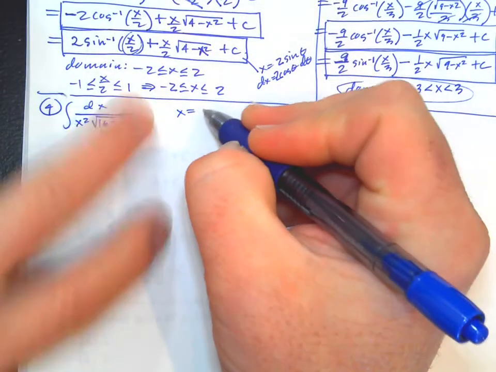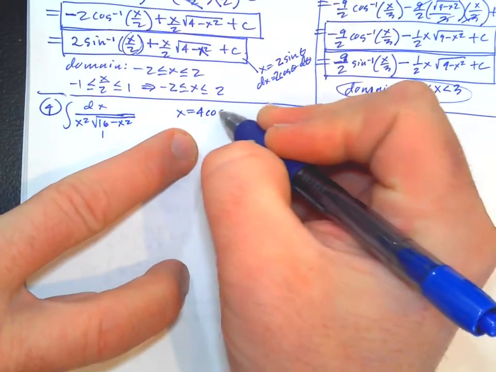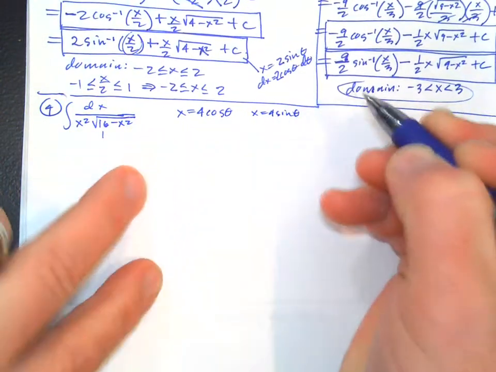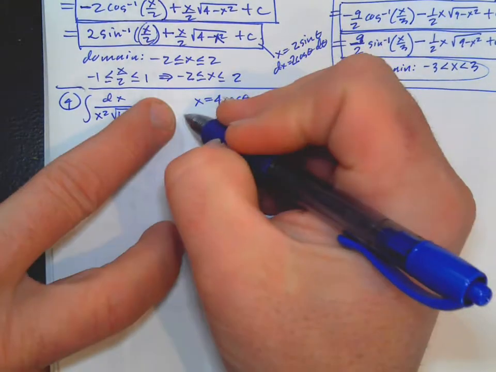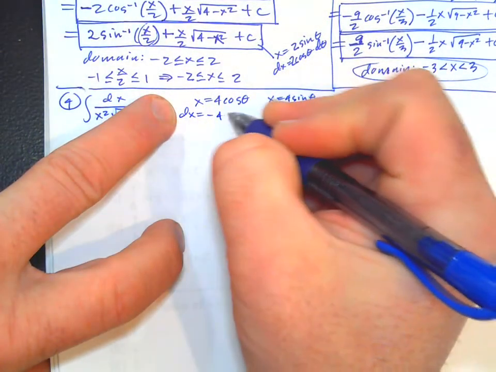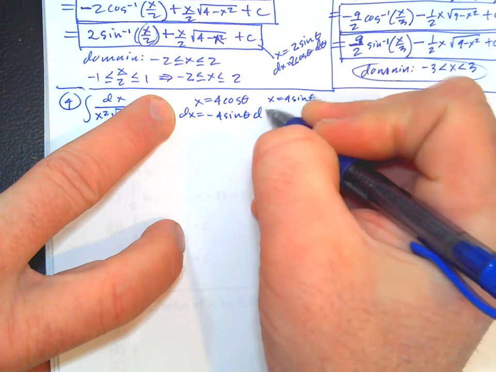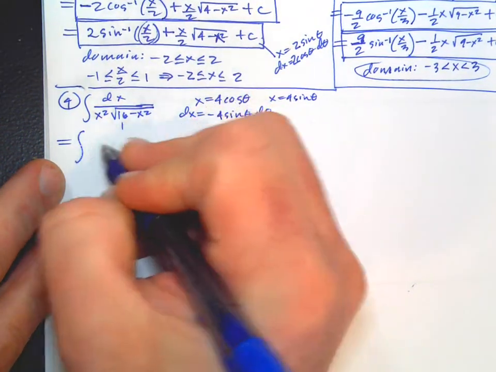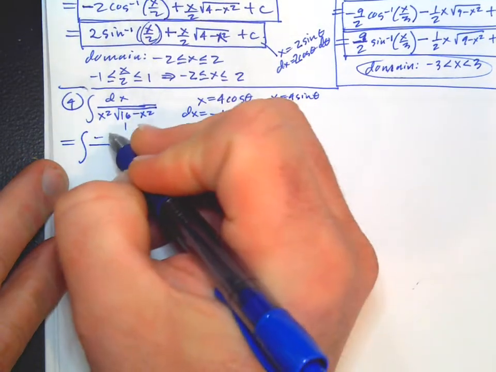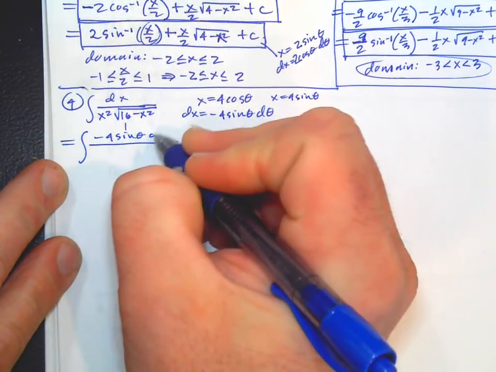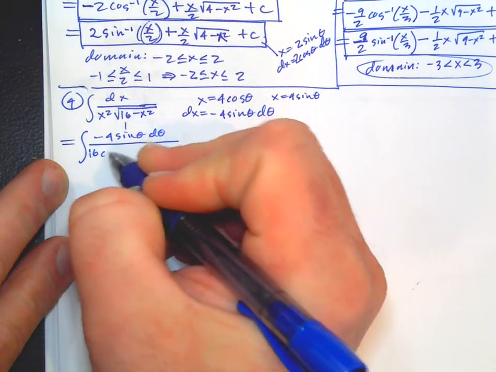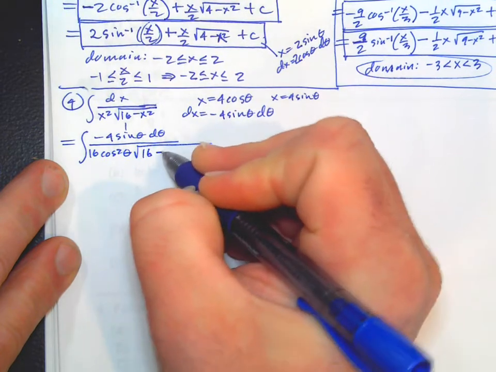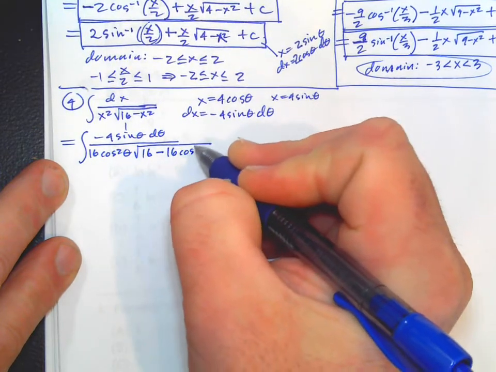I'm going to go with x equals 4 cosine theta. You could do x equals 4 sine theta, either way. dx equals negative 4 sine theta d theta. So I'm going to rewrite this. The top is going to be negative 4 sine theta d theta. The bottom is going to be 16 cosine squared theta, square root of 16 minus 16 cosine squared theta.